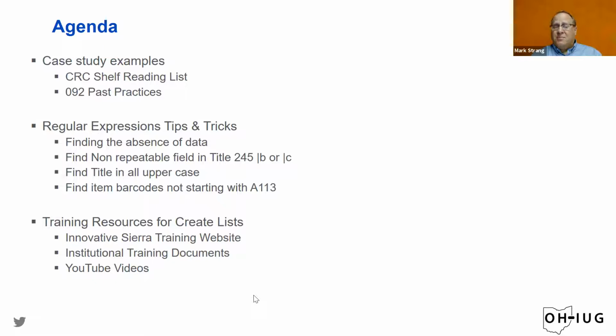This will be finding the absence of data, finding non-repeatable fields in the title, finding titles in all uppercase, and finding item barcodes not starting with A113. Ours all start with A113, so that's a neat trick. And then I'm going to cover some training resources for Create List that I have found over the years.